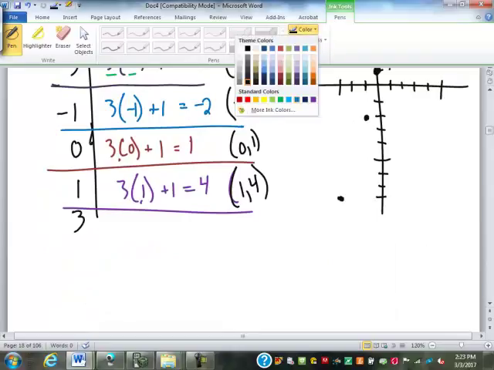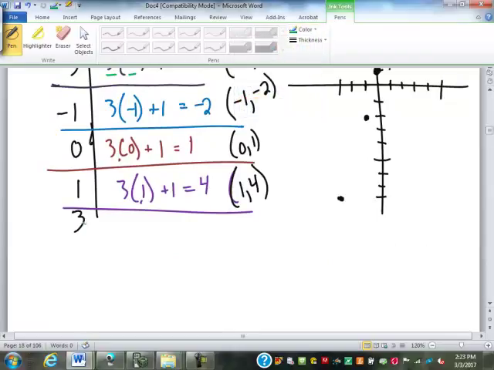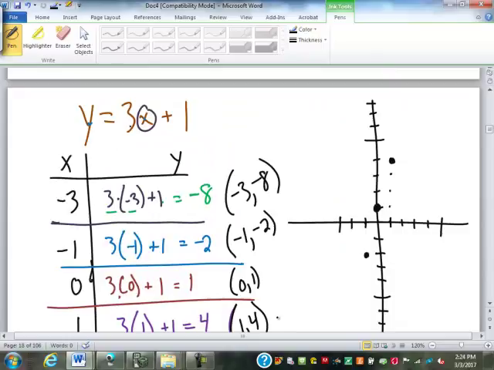Next, I get x is 3, so it's 3 times 3 plus 1. What is 3 times 3? 9. 9 plus 1? 10. Good. So I get the ordered pair when x is 3, y is 10. So x is 3, 10 is probably somewhere in there.